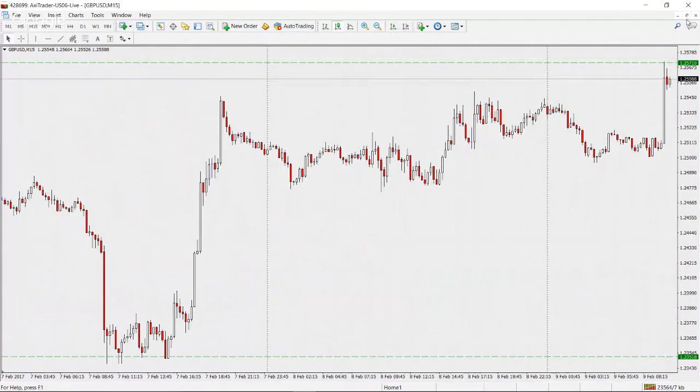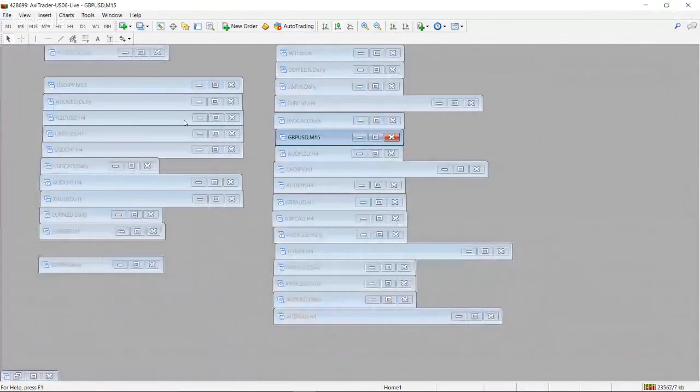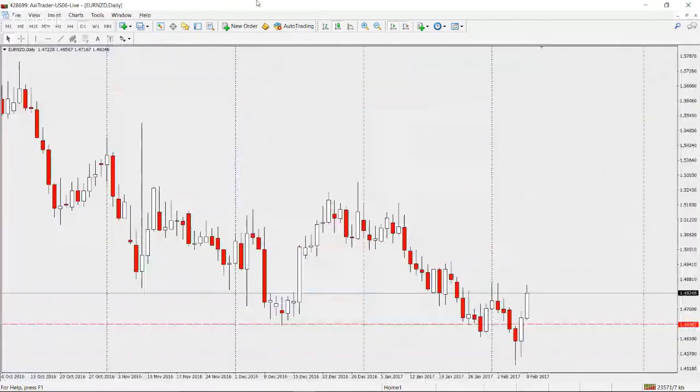It's not really a good example of that. Euro Kiwi.